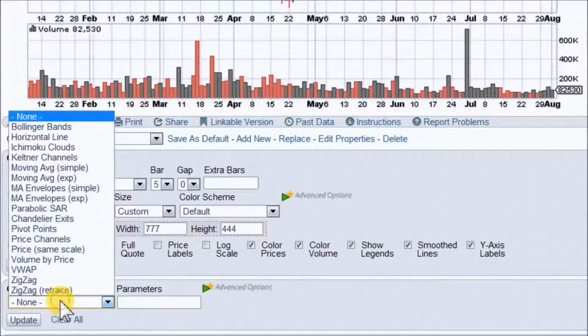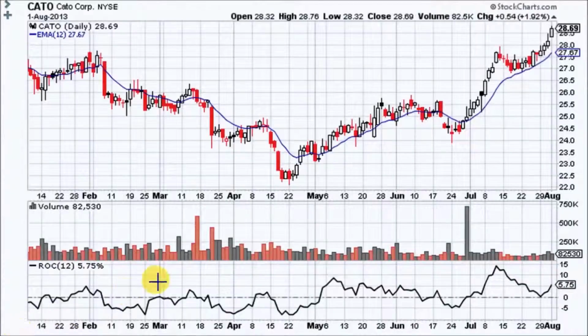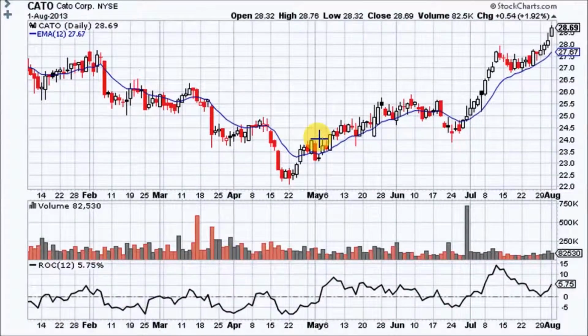So let's go ahead and load up an exponential moving average at the same period. Okay, so we're looking for a 12-period EMA. Let's go ahead and click Update, and here's our chart. The plot forms an oscillator that fluctuates above and below the zero line as the rate of change moves from positive to negative. As a momentum oscillator, signals include centerline crossovers and overbought or oversold conditions.